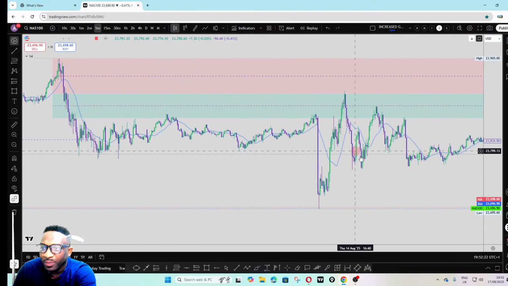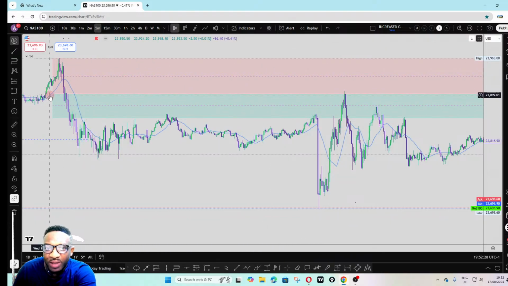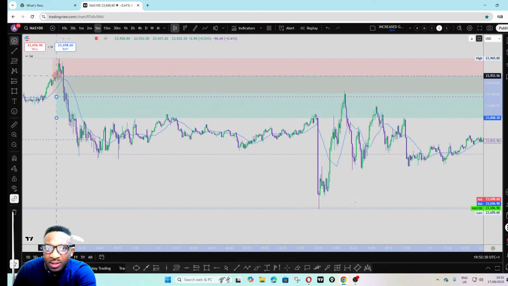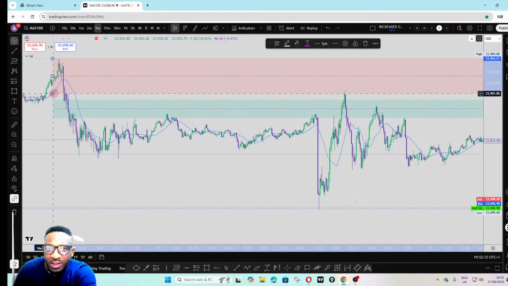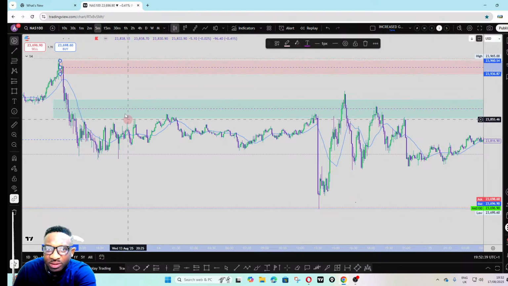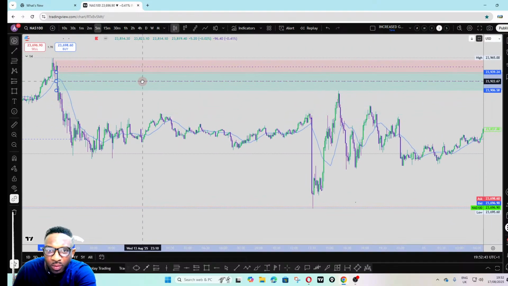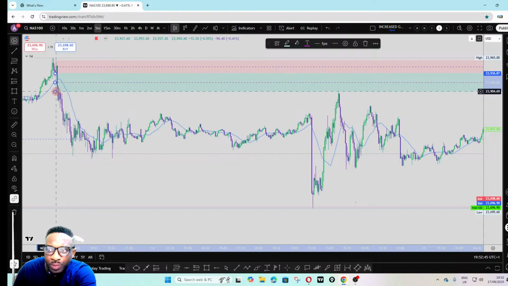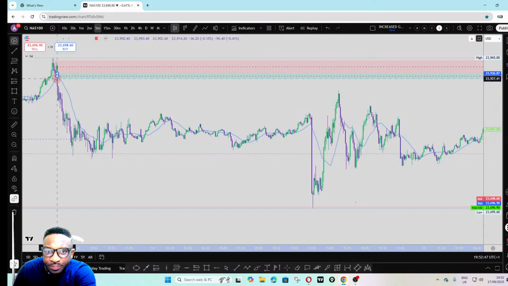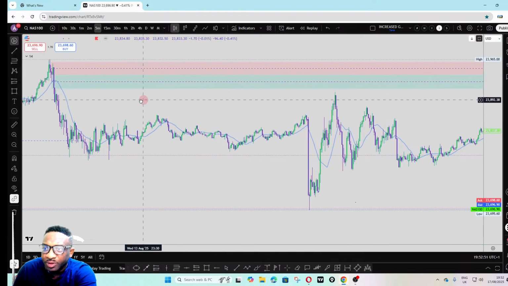So over here, this zone that we marked on the higher time frame, we can further refine. We can further refine this area to this place where price started moving down. Our imbalance will now be from here to here.